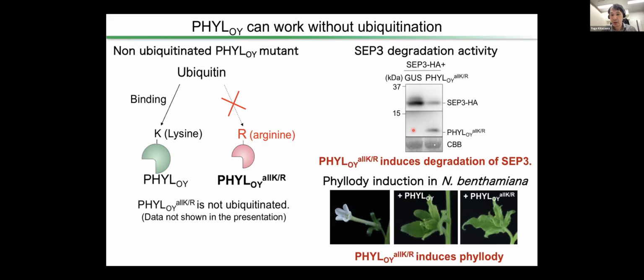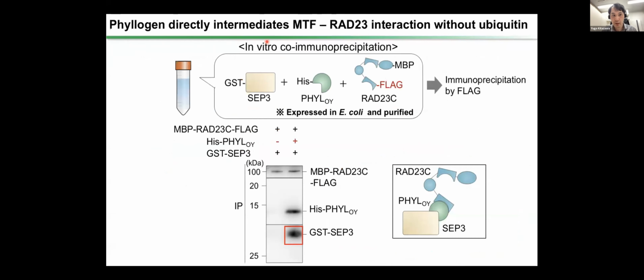However, the mutant induces CEP3 degradation and induced FILD in plants as well as FIL-OY wild type. Thus, we concluded FIL-OY can work without ubiquitination. Finally, we proved that the pathogen can directly mediate the MTF and RAT23 interaction without ubiquitin.